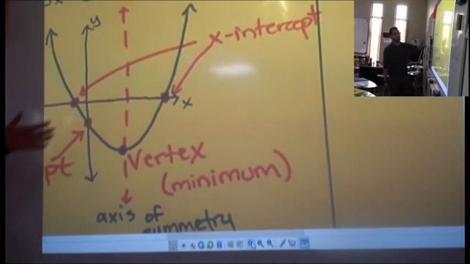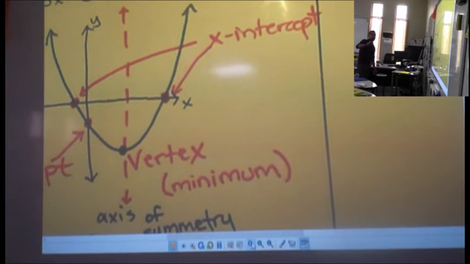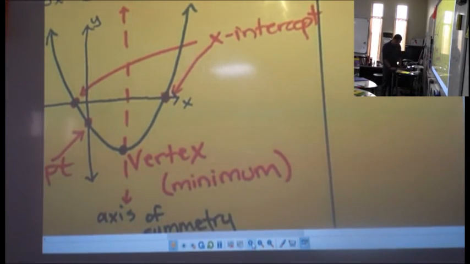This would be x equal to a number. We don't know where this number is at, so don't worry about that. But we are going to practice identifying these different parts of a parabola. Alright, we got everything over here.